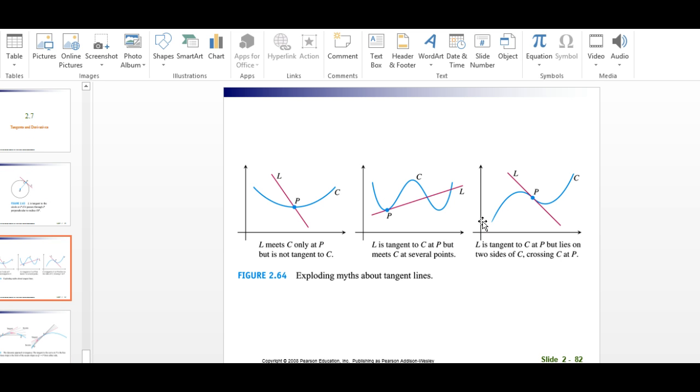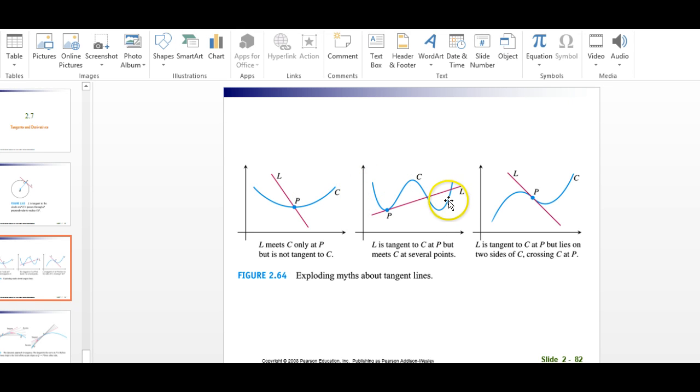But let's try to understand some myths about tangent line. Now look at this first graph. We have a curve, we have a point, and we have a line. But is this line a tangent line? Well, the line crosses only at one point, but the line does not really touch at one point. It crosses the curve at that point. So crossing is actually not being tangent. Tangent means you have to touch it at that point.